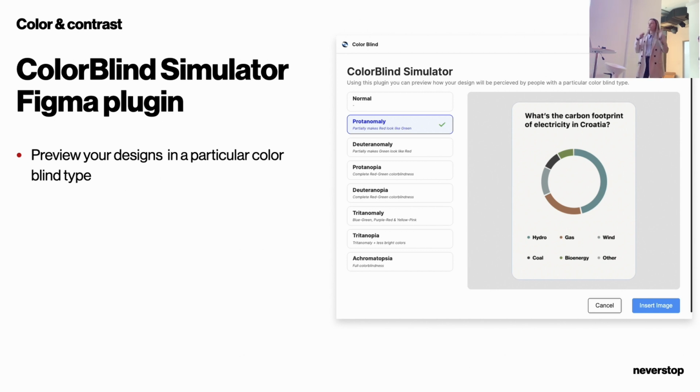There are also a number of tools and plugins. This one is a Figma plugin, Colorblind Simulator, and it shows your design in different color blindnesses.